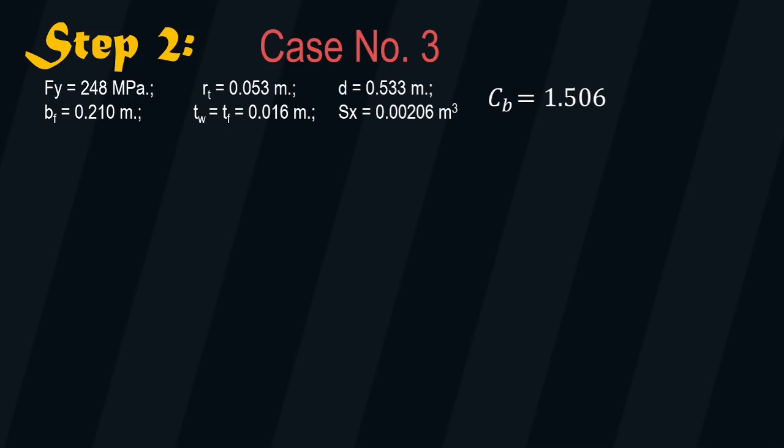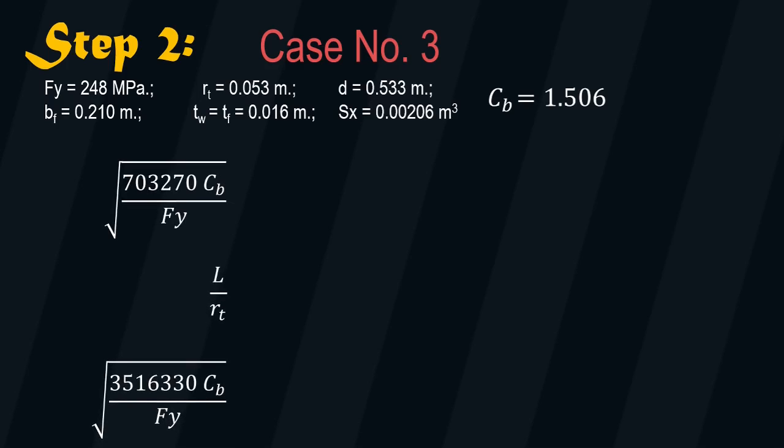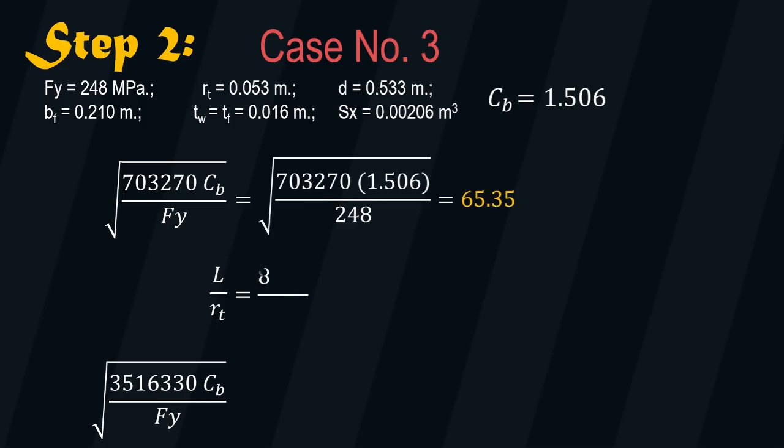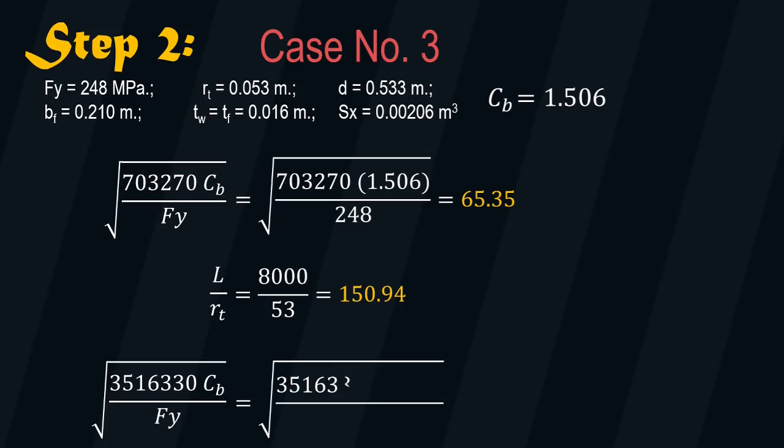And of course, we also need to know if it is case number 3.A or 3.B. So we'll need this value also. This one right here has the value of 65.35 and the slenderness ratio is 150.94. And the other one, which we solved already, is 146.13. So we are in case number 3.B.